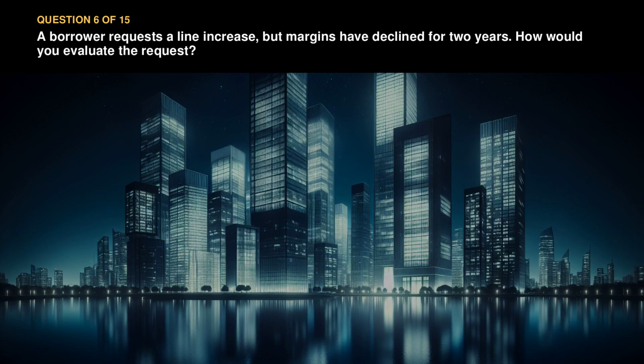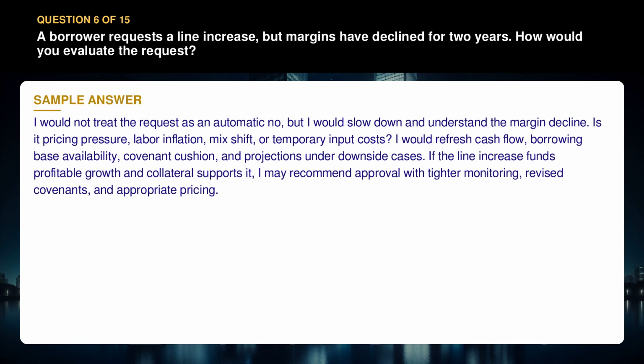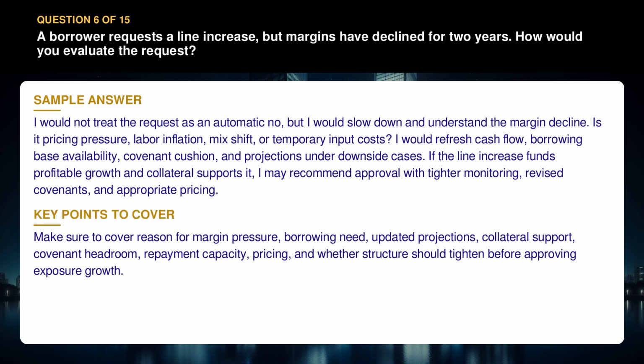Question 6. A borrower requests a line increase, but margins have declined for 2 years. How would you evaluate the request? I would not treat the request as an automatic no, but I would slow down and understand the margin decline. Is it pricing pressure, labor inflation, mix shift, or temporary input costs? I would refresh cash flow, borrowing base availability, covenant cushion, and projections under downside cases. If the line increase funds profitable growth and collateral supports it, I may recommend approval with tighter monitoring, revised covenants, and appropriate pricing.